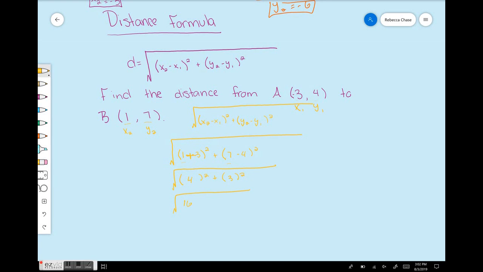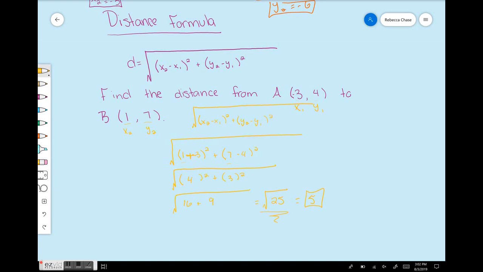Simplify down even more. 4 squared is 16. 3 squared is 9. When I simplify that, 16 plus 9 is 25. The square root of 25 is 5. That's your final answer. Okay?